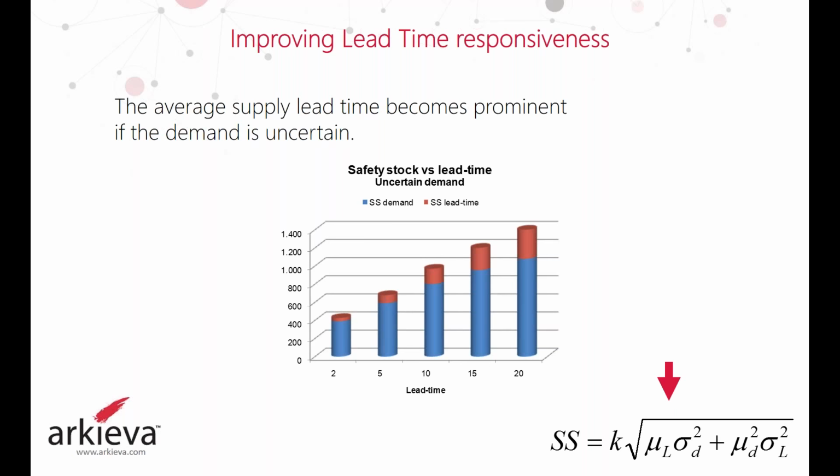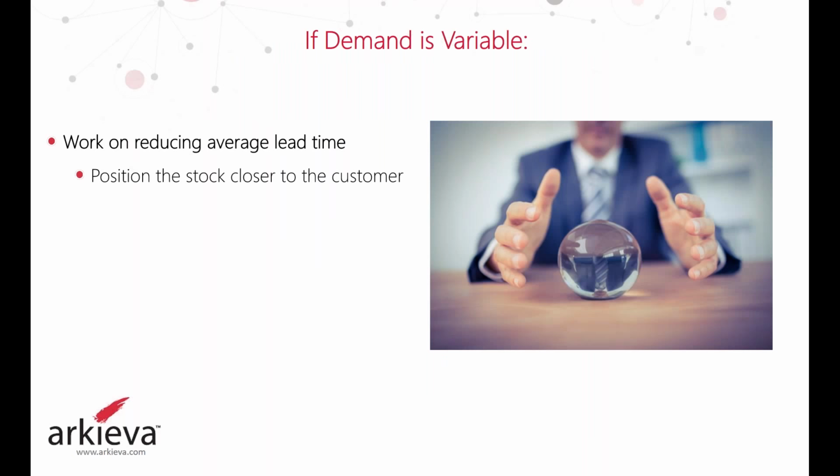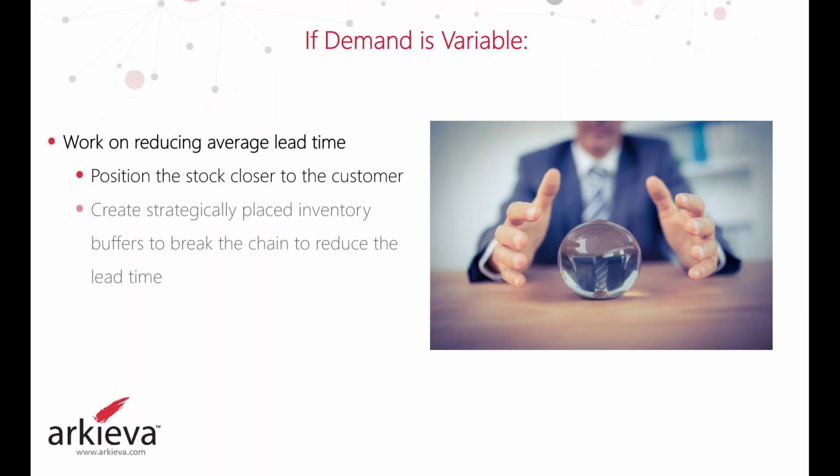And if you find yourself in that situation where the demand is very highly variable, the thing to do is to work on reducing the average lead time. So how can you do that? Well, you might be able to position the stock closer to the customer. You might create strategic buffers so that you can break the chain. You might have these decoupling points so that you have some buffers to allow you to reduce the lead time.